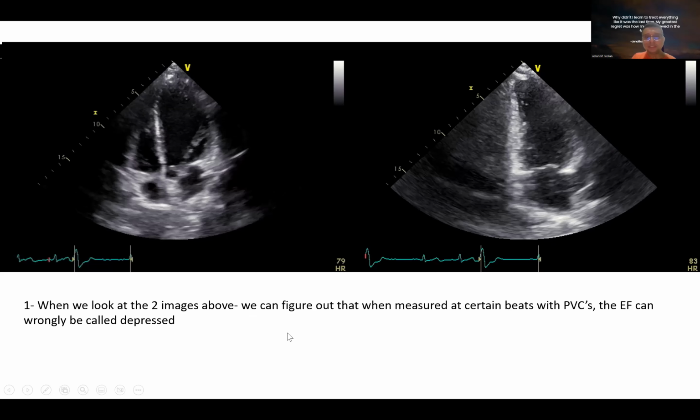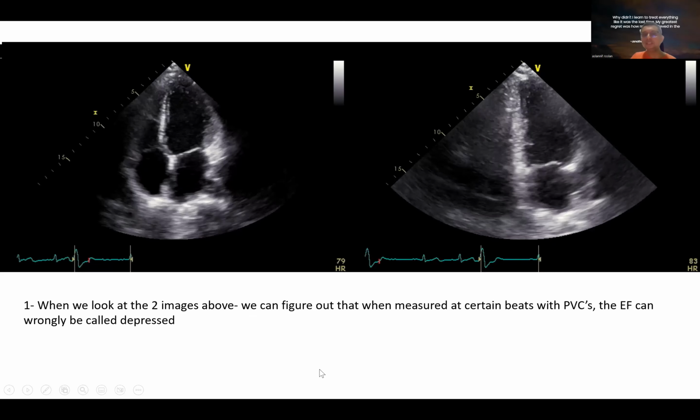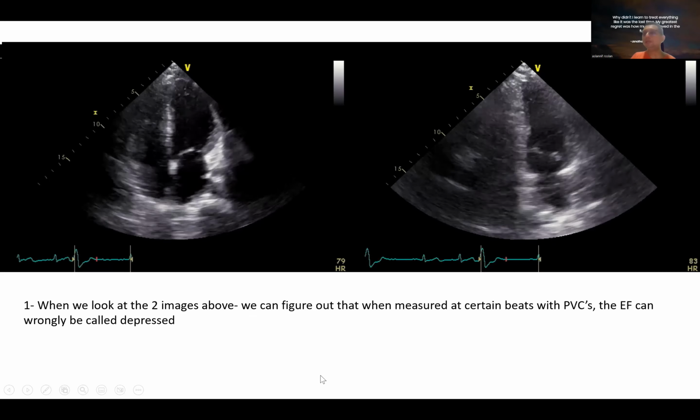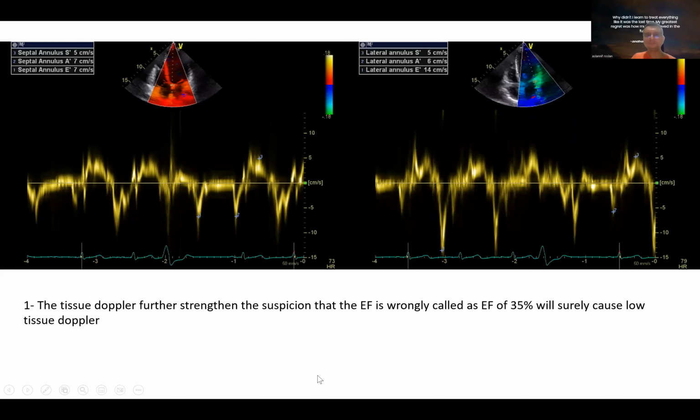And when we look at the two images above, we can say that when measured at certain beats with PVC, the EF can wrongly be called depressed when it is not actually depressed. All right. After I do that, I ask, what else can I do in this typical 2D echocardiogram to convince myself that the EF is not 35%?